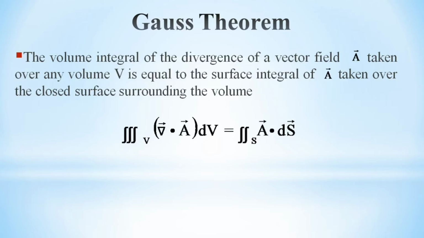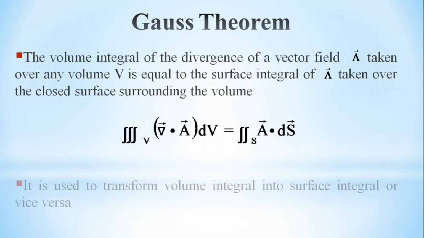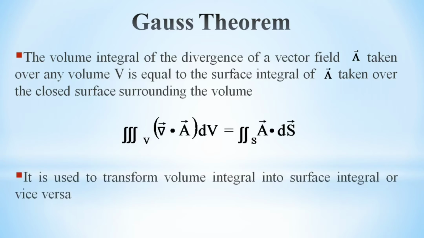That is, triple integral of divergence of vector field A over a volume V is equal to the double integral of vector A over a closed surface surrounding that volume. Gauss theorem is used to transform volume integral into surface integral or surface integral into volume integral.